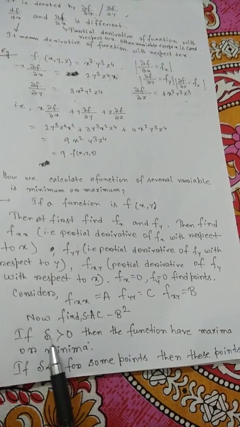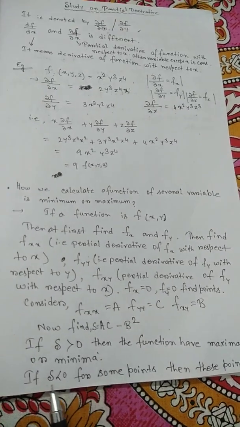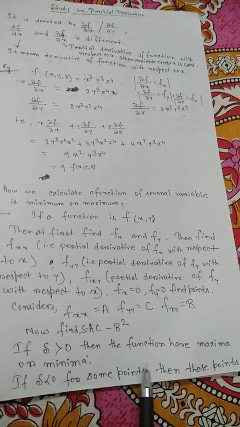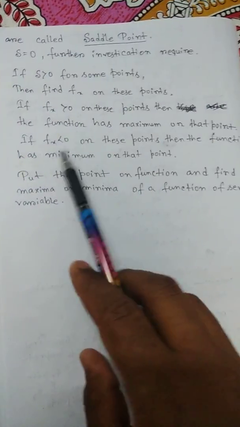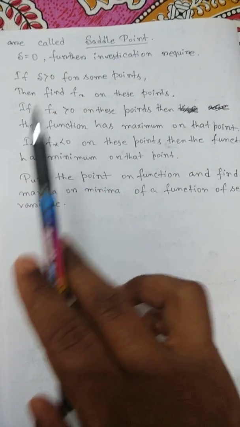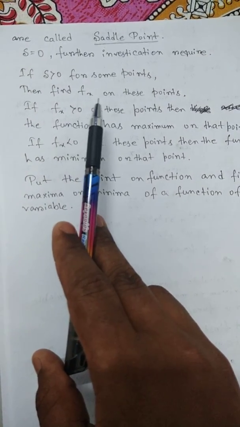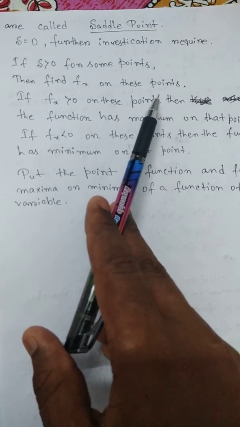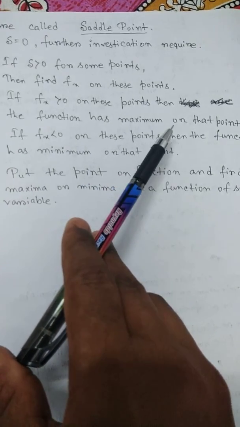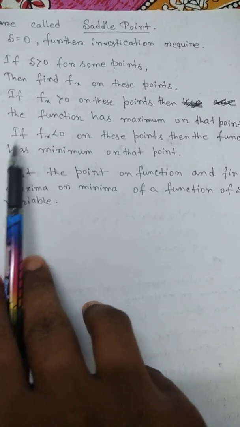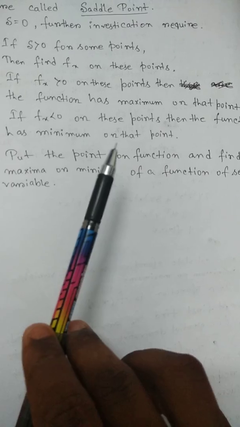If s greater than 0, then the function has maxima or minima. Okay, if s less than 0 for some points, then these points are called saddle points. If s equals 0, then further investigation is required. Okay, if s greater than 0 for some points, then find fx at each of these points. If fx greater than 0 at this point, then the function has a maximum value at that point.